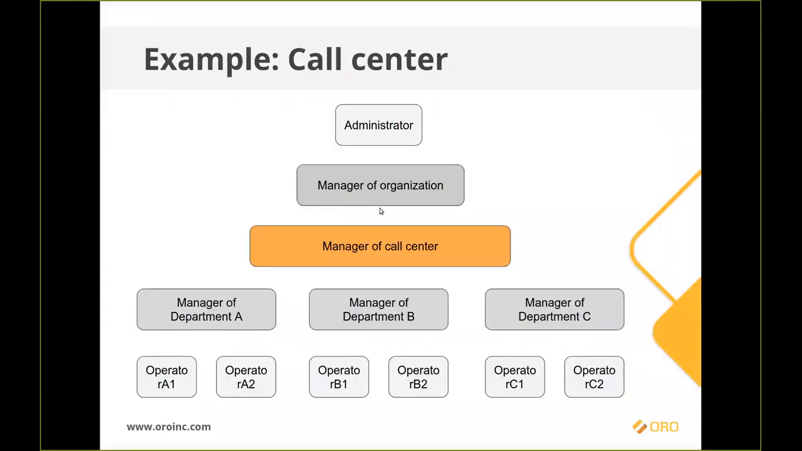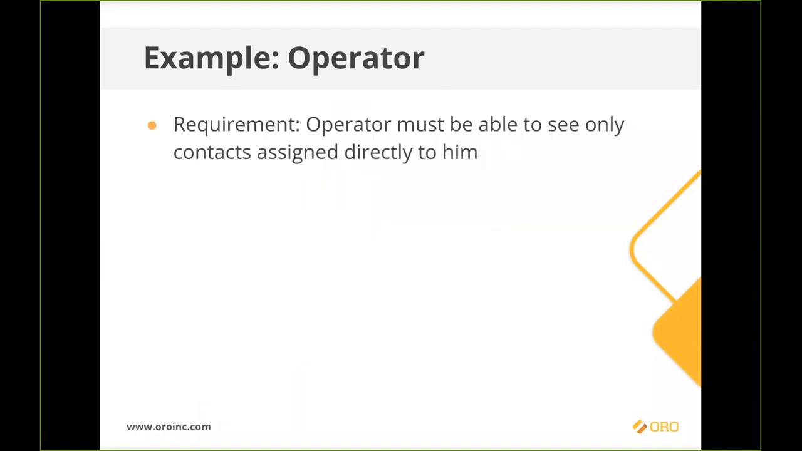So now we're going to talk about some example. For example, we talk about some call center. We have the administrator, manager of organization, then we have manager of call center. We have 3 different departments which have a manager and 2 operators each. Okay? So this is our organization and this is how we structure the business units and the organization, so logical division. And the example would be operator.